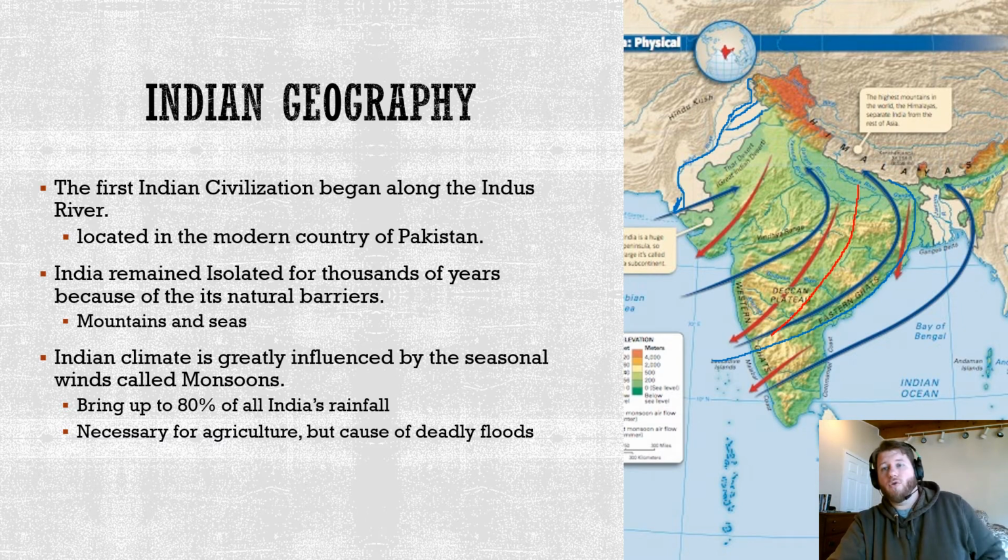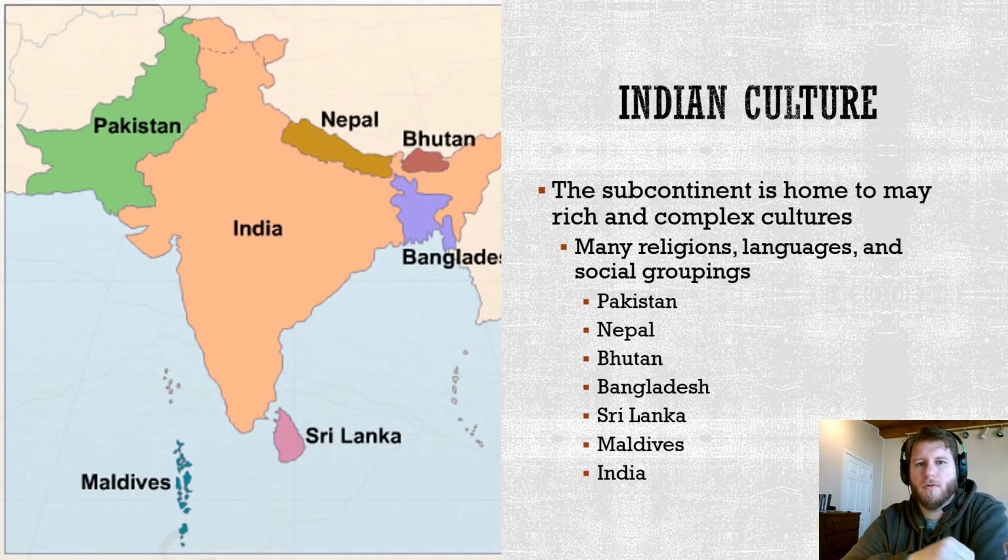They are good for the Indian civilization in that they bring water for the people. Of course, they're bad because they lead to massive flooding in the Indus and Ganges river valleys, which can lead to destruction and death of the villages located there. So here's a map that again details those locations that we already kind of discussed: Pakistan, India, Nepal, Bhutan, Bangladesh, Sri Lanka, and the Maldives.